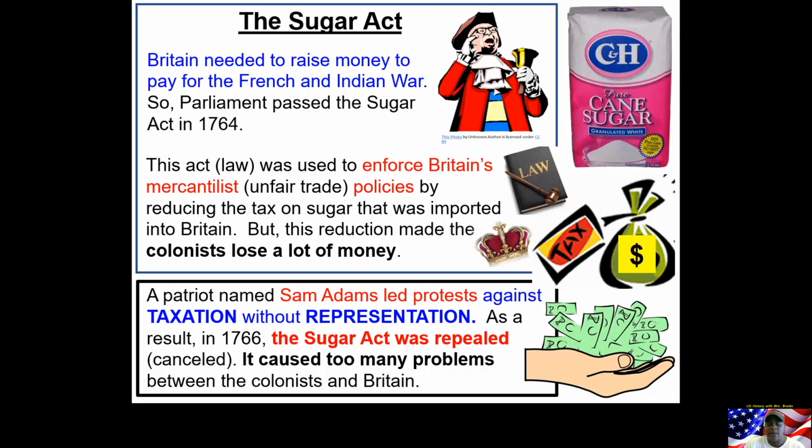Well, Sam Adams caused so many problems for the king, and the king just decided that maybe they should just go ahead and repeal the Sugar Act. Repeal means to cancel. They're going to take away this tax because it's causing too many problems. I guess the king felt it's not worth it. So this was like a small victory for the colonists because now the king just canceled the Sugar Act. One point for the colonists.